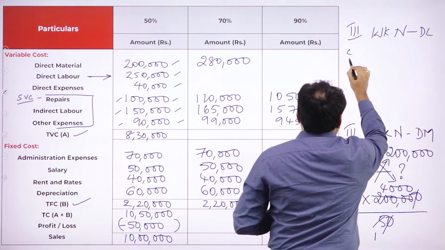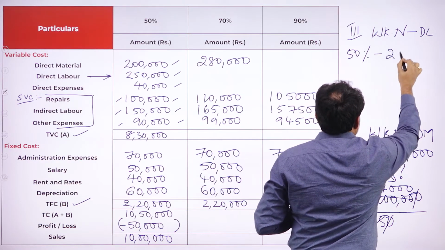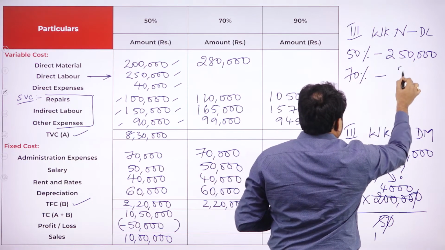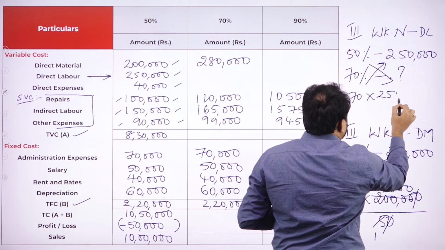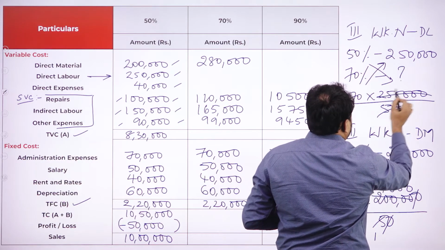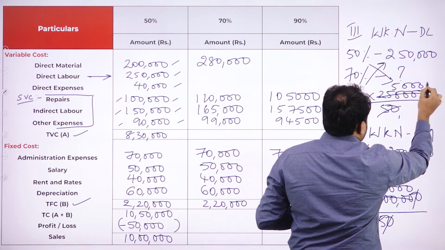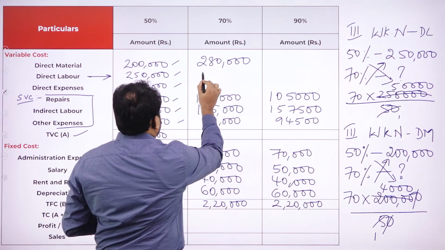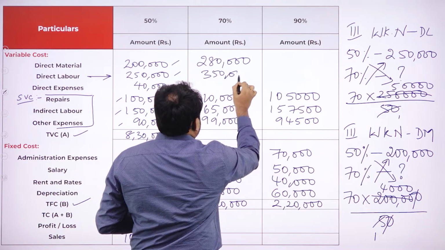Direct labor for 50% is 2,50,000. For 70%, how much? Again, cross multiply. That is 70 into 2,50,000 divided by 50. Now 5 ones are 5, 5 fives are 25, then you have the zeros, so you have 5,000. 7 fives are 35, that means 3 lakh. 7 fives are 35. 3,50,000 is what we got.